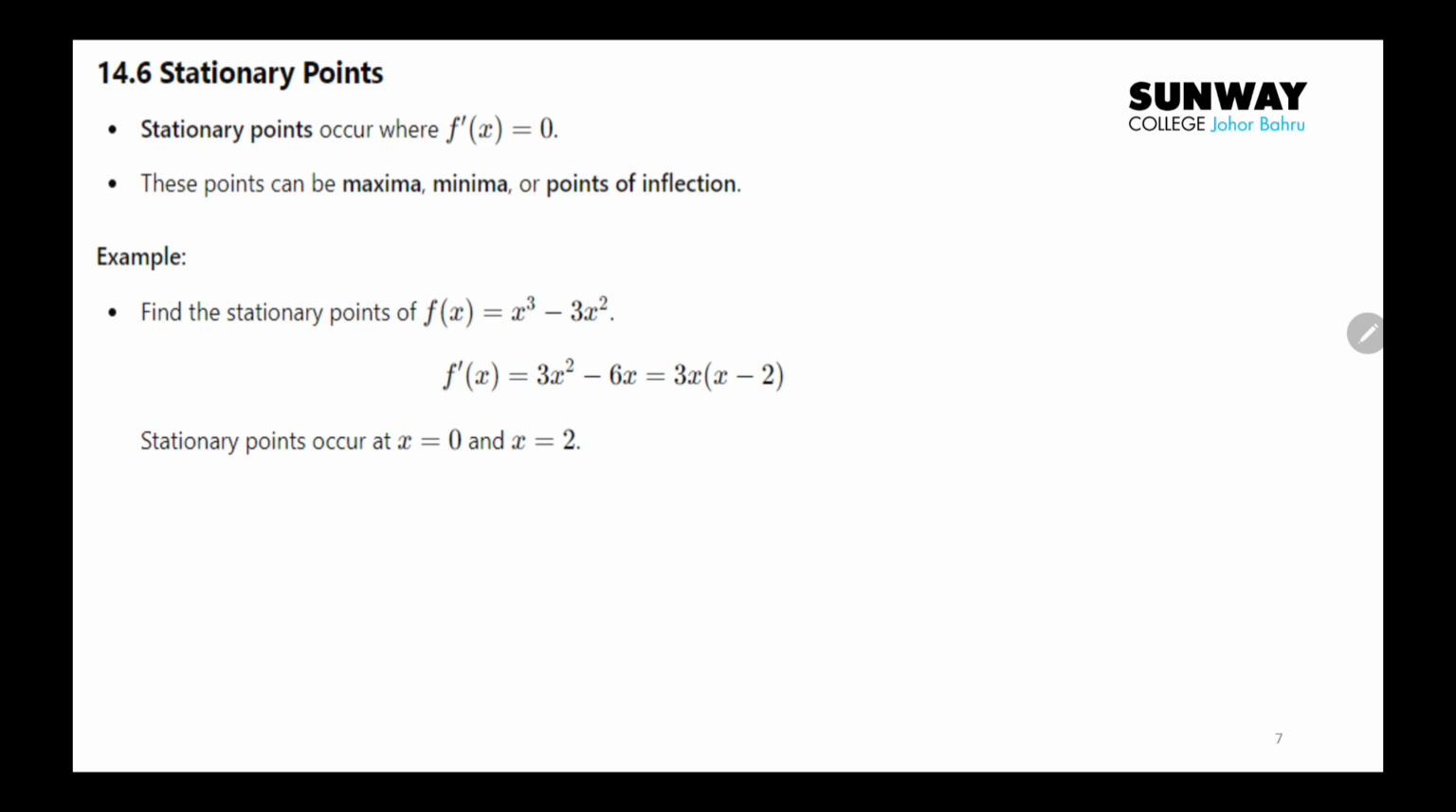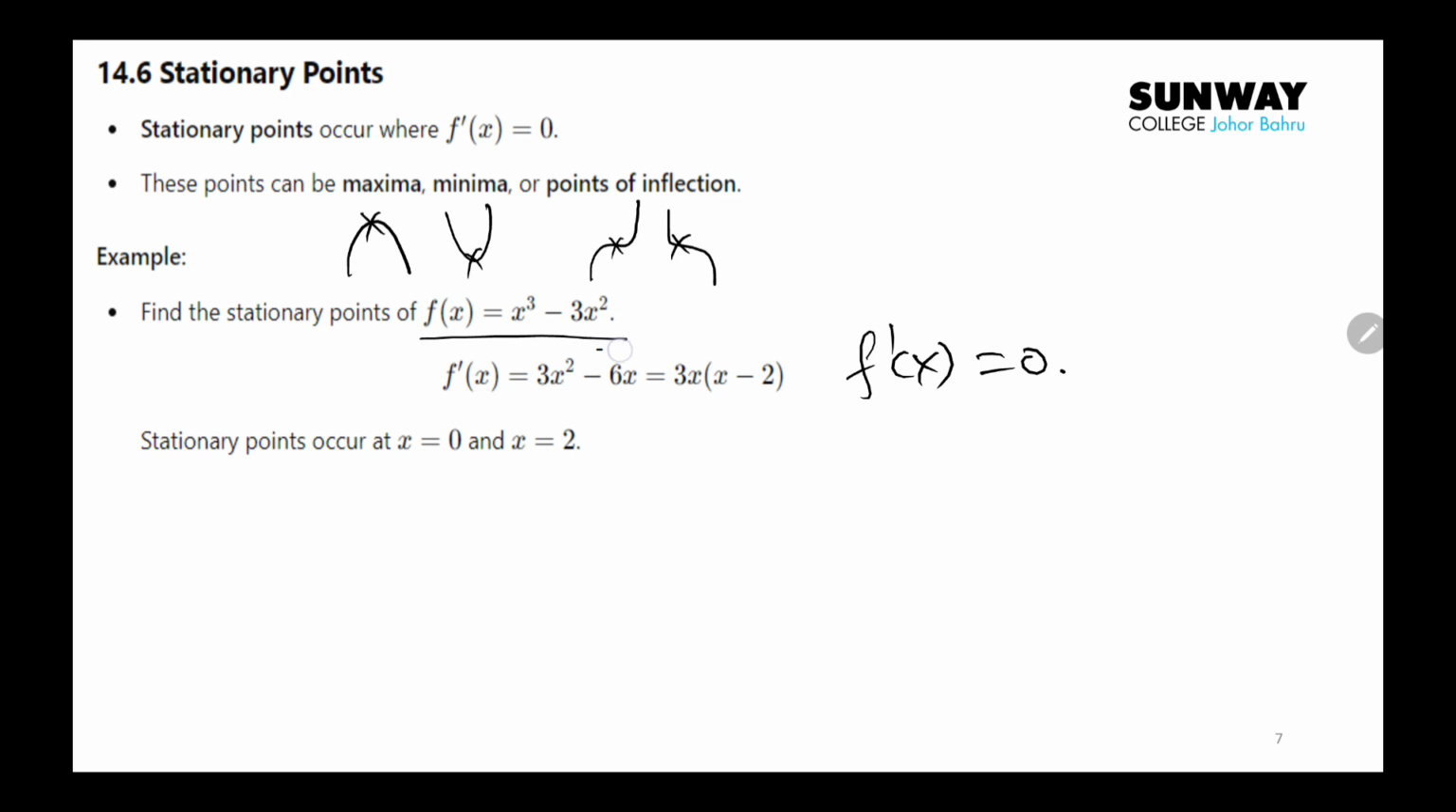You can also use the derivative to find the stationary point. The stationary point is when f prime x equals 0. You will have the maximum point, the minimum point, or what we also sometimes call the point of inflection. Stationary points can be found when you equate the first derivative to 0.